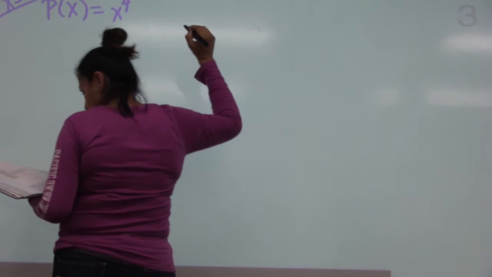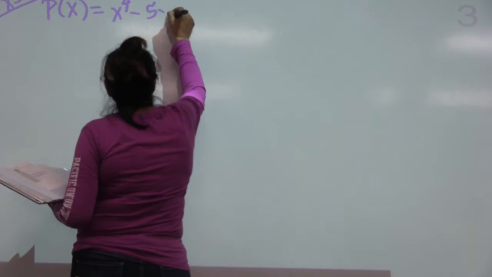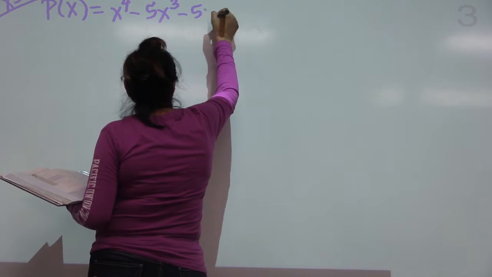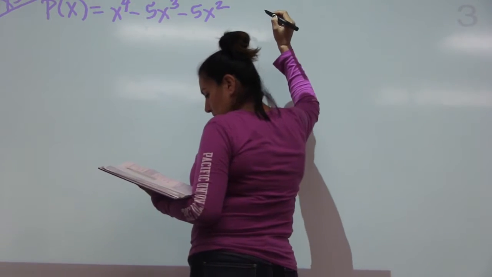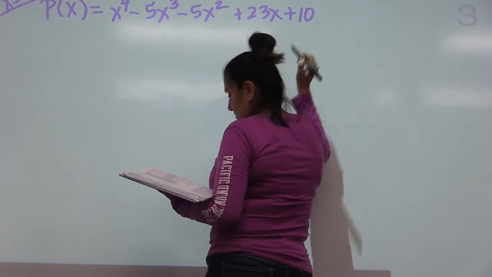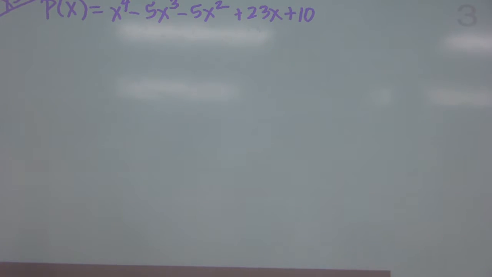Example 3 has p of x equals x to the 4th minus 5x cubed minus 5x squared plus 23x plus 10. Okay? So now it says find the zeros of p. It wants me to find them all. All right? So here we go.